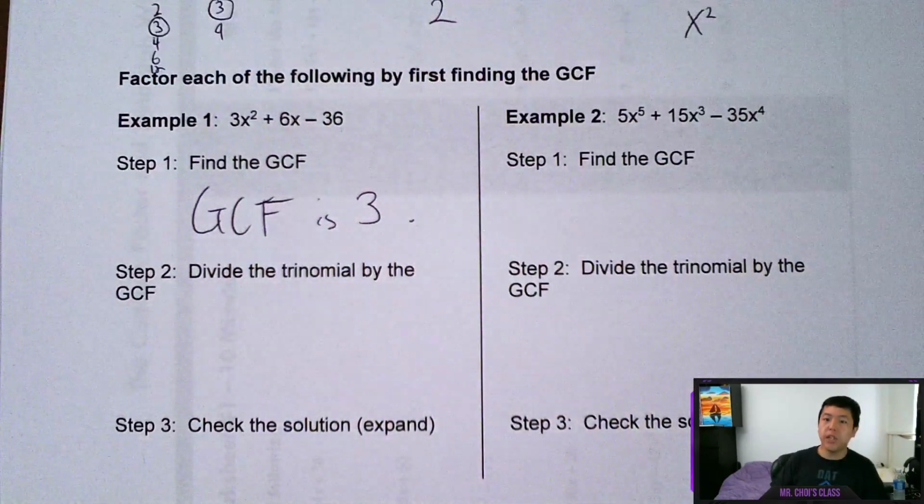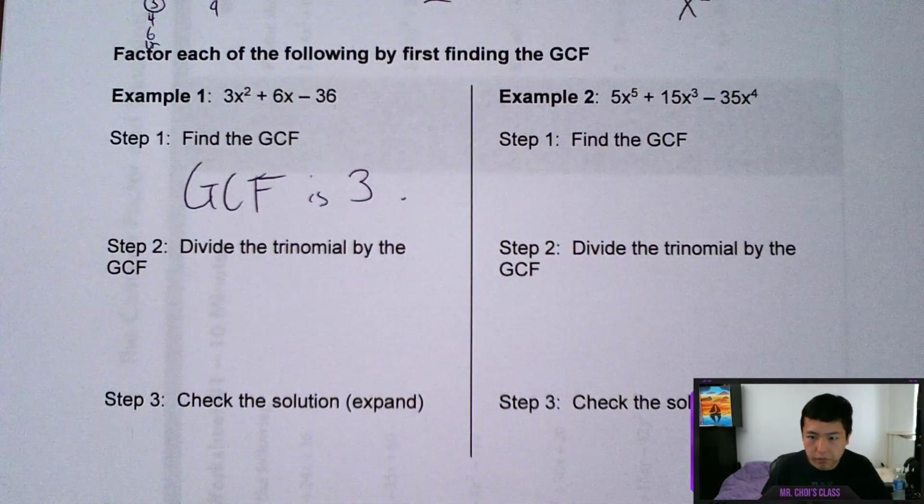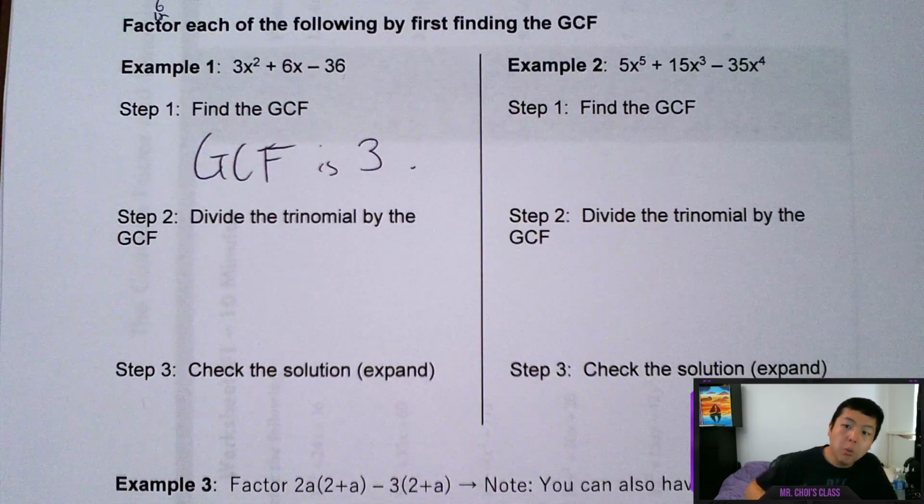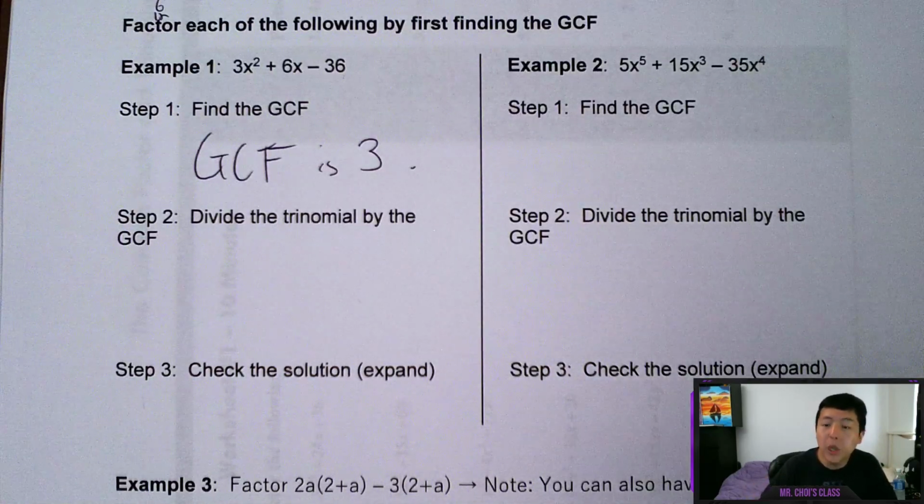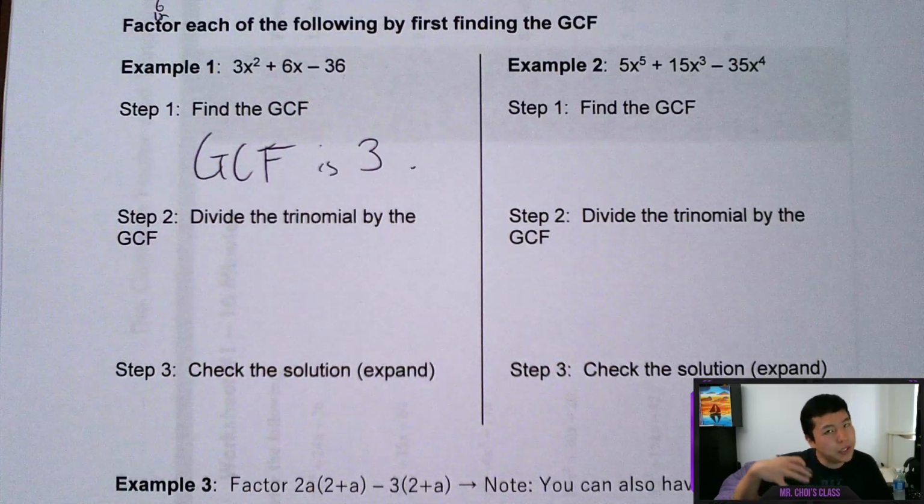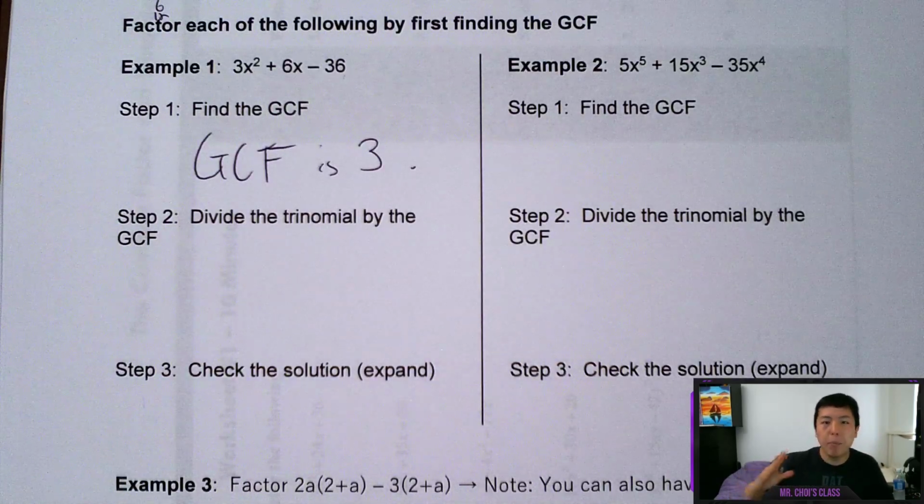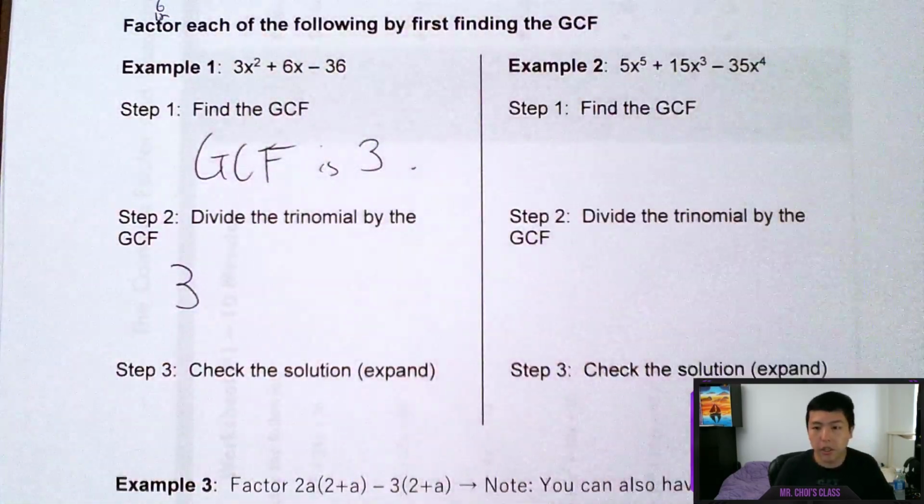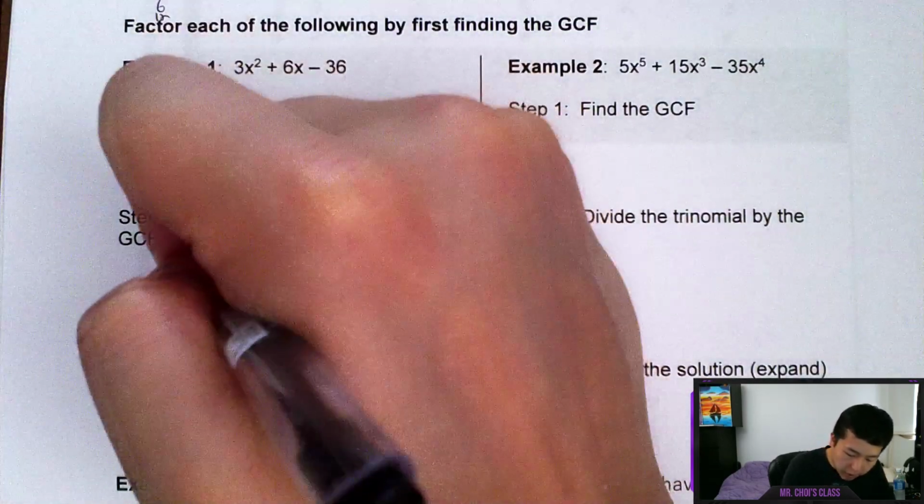Okay, so GCF is 3. So what we're going to do now, we are essentially saying I'm going to take out the 3 and I'm going to put it in front of my polynomial. I'm going to take out the 3, write it down here, then write a bracket.